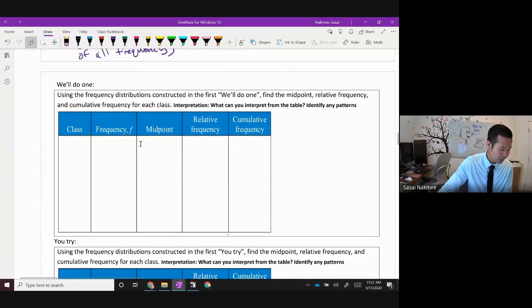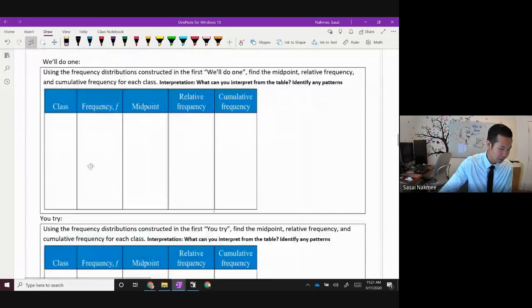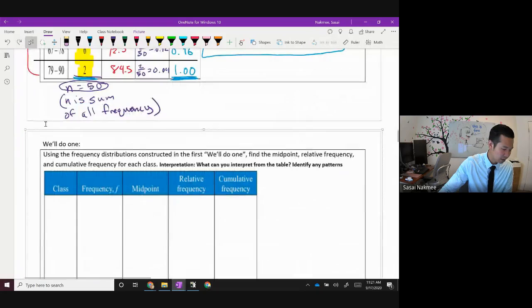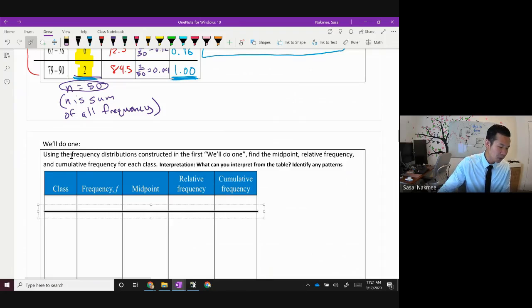All right, I'm going to come down here to the will do. Oh God, undo. Here we go. I'm going to cheat again. I'm just going to put this line down here. And we'll do this one together. So for this one, we're supposed to be using the frequency distribution that we constructed in the first will do. We need to find the midpoint, find the relative frequency, and find the cumulative frequency for each of the classes, right? We're supposed to be interpreting the table, but we'll do that later.